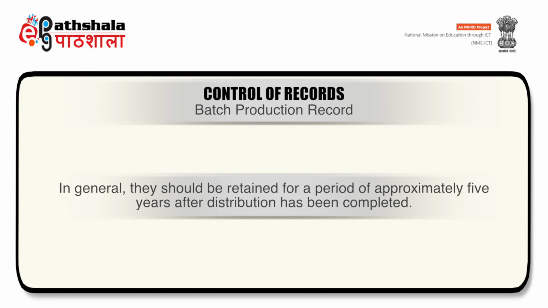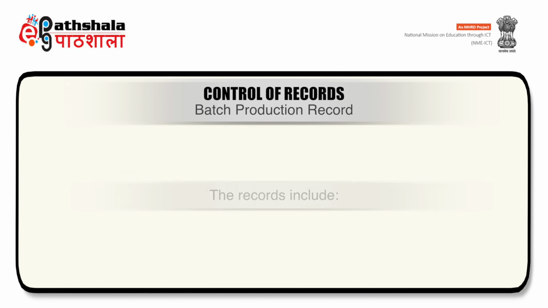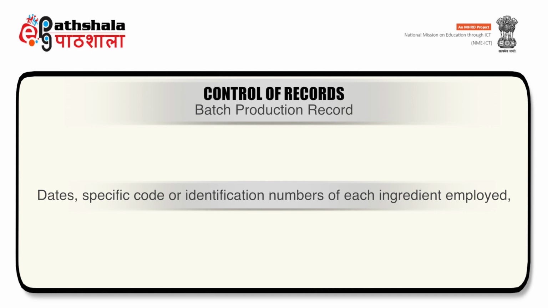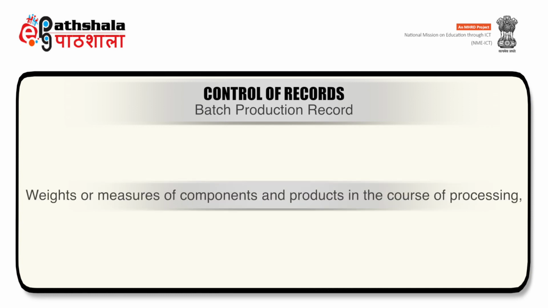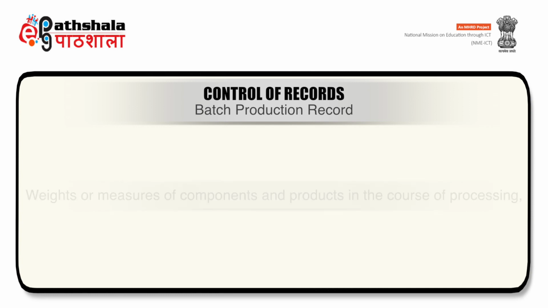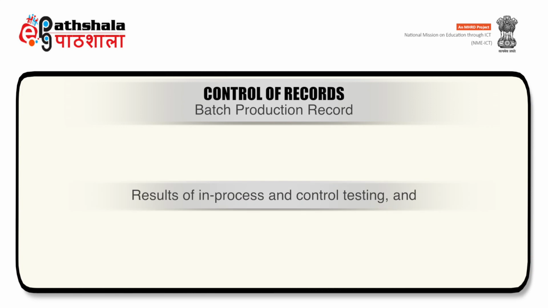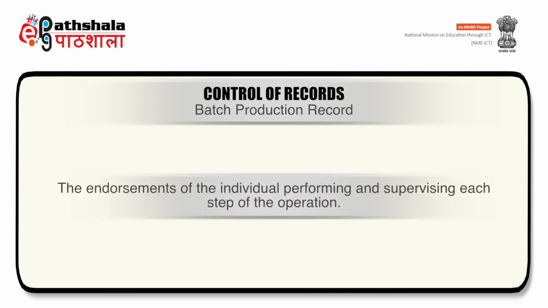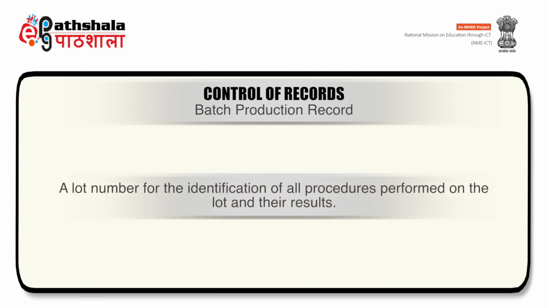In general, they should be retained for a period of approximately 5 years after distribution has been completed. The records include dates, specific code or identification numbers of each ingredient used, weights or measures of components and products in the course of processing, results of in-process and control testing, endorsements of the individual performing and supervising each step of the operation, and a lot number for the identification of all the procedures performed on the lot and their results.